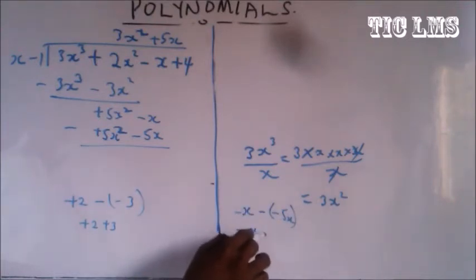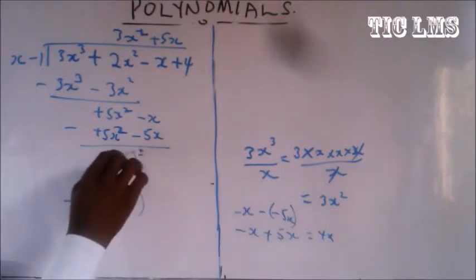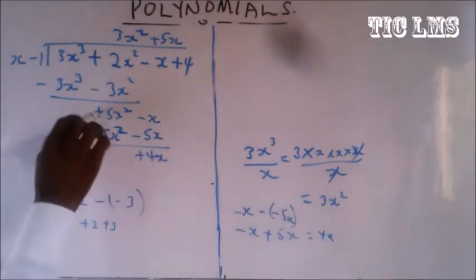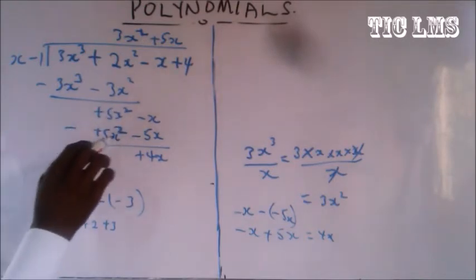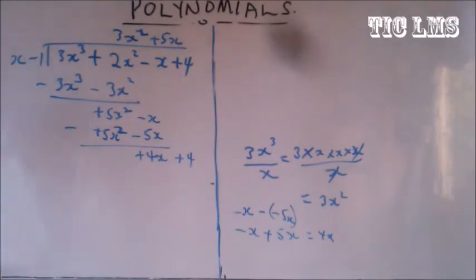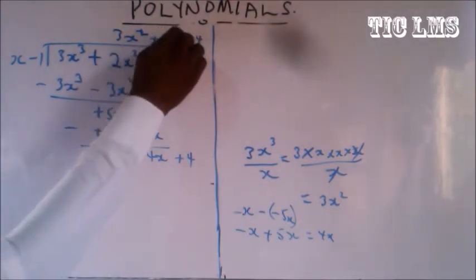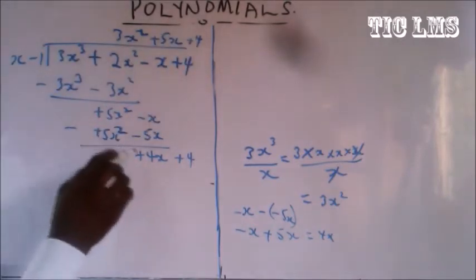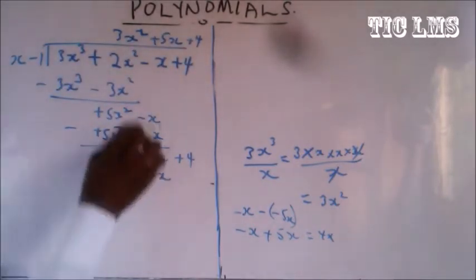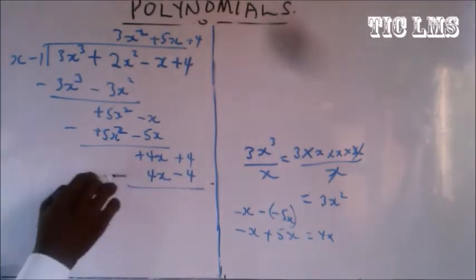That is minus x plus 5x, and that is 4x. So we have plus 4x here. And then 5x squared minus 5x squared, that's nothing. Alright, so we bring down this plus 4. And then x into plus 4x, we have plus 4. 4 times x gives 4x. And then 4 times minus 1 gives minus 4. Then we have a minus here.